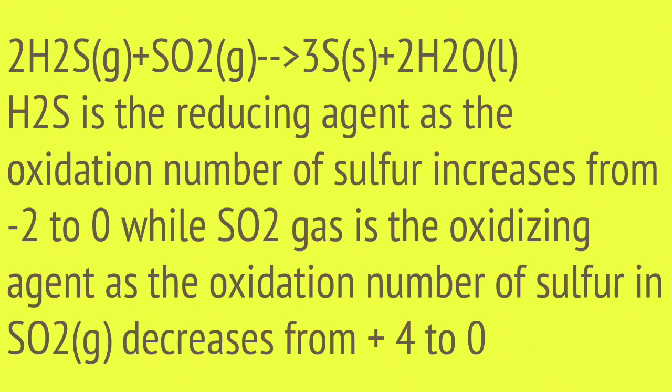Another equation is when hydrogen sulfide reacts with sulfur 4 oxide to form sulfur and water. So in this case, hydrogen sulfide is the reducing agent as the oxidation number of sulfur increases from -2 to 0, while sulfur 4 oxide gas is the oxidizing agent as the oxidation number of sulfur in sulfur 4 oxide decreases from +4 to 0.